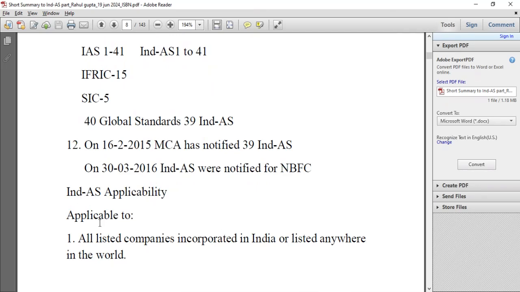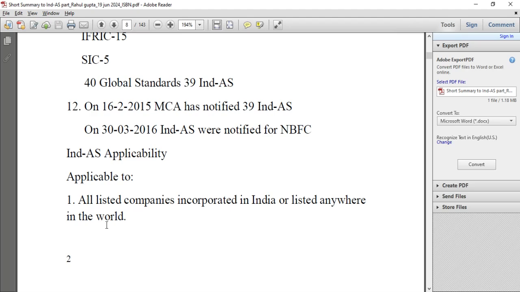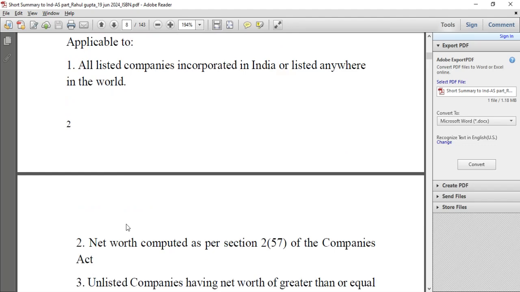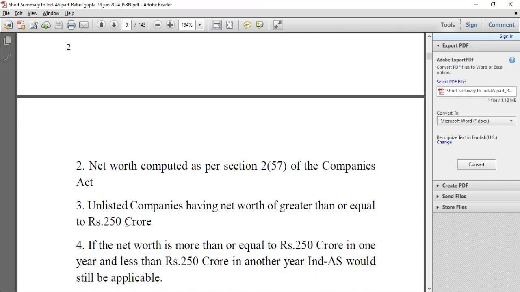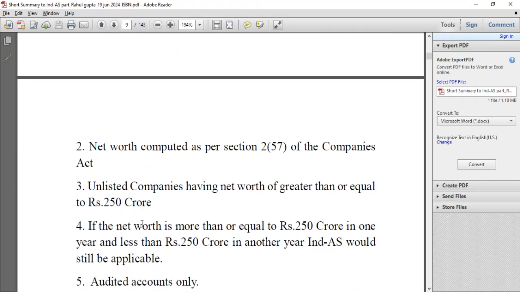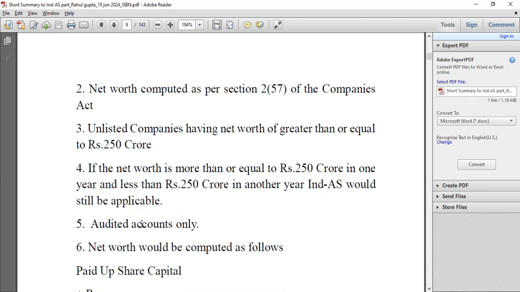Ind-AS applicability. Ind-AS is applicable to all listed companies incorporated in India or listed anywhere in the world. The net worth is computed as per Section 2(57) of the Companies Act. For unlisted companies having net worth greater than or equal to 250 crores, Ind-AS is applicable. If the net worth is more than or equal to 250 crore in one year and less than 250 crore in another year, Ind-AS would still be applicable.